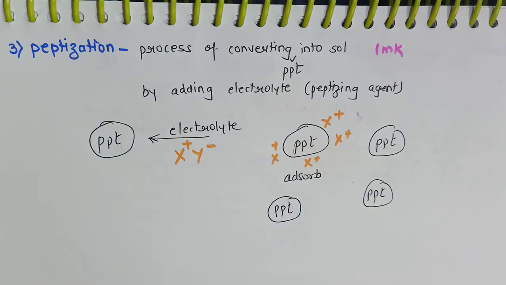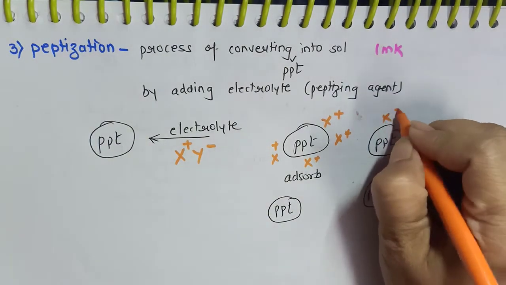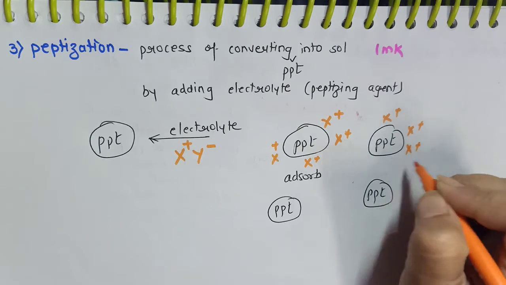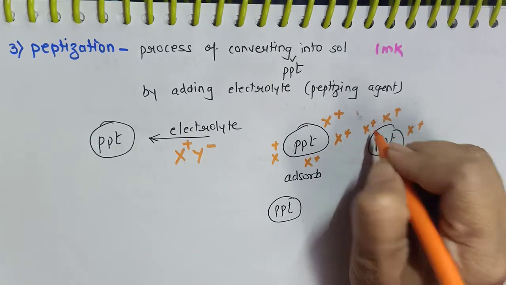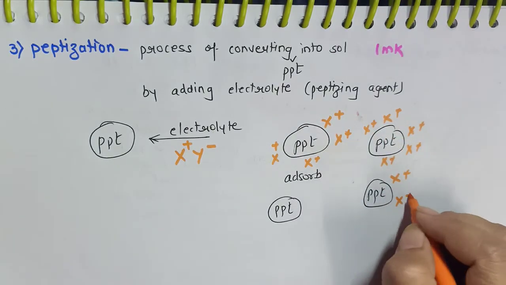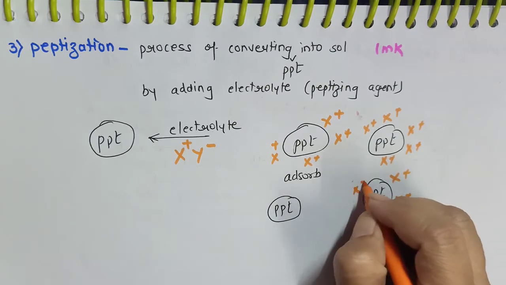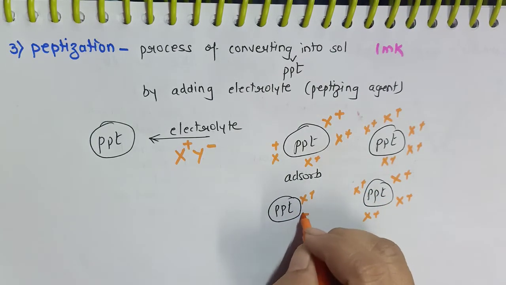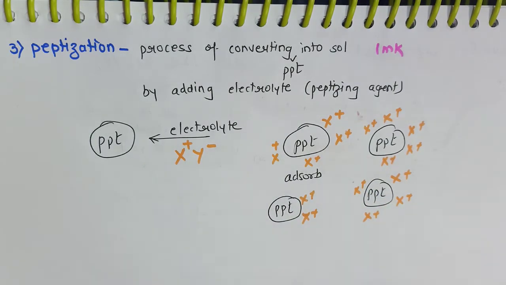And all of them will adsorb this positive charge. As a result, what will happen? A repulsion will start between them and they will start moving away from each other. They will not settle down. They will not get converted into suspension and therefore they will form a colloid.